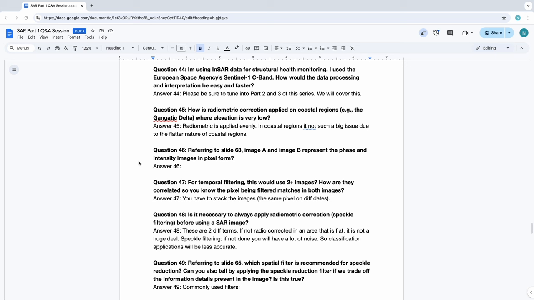Question 44, how is radiometric correction applied on coastal regions where elevation is very low? I think the radiometric correction is applied evenly over all regions. And usually the radiometric correction tends to be, at least for topography, a big issue in areas where there's topography. In coastal regions, it's not such a big issue, because coastal regions tend to be flat.